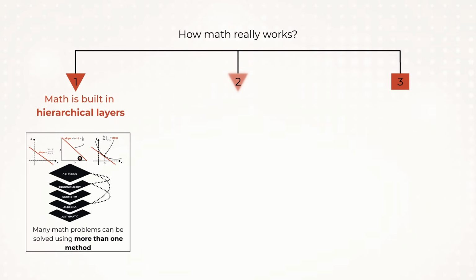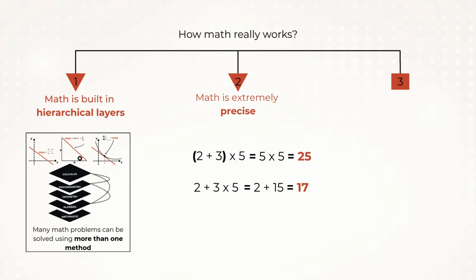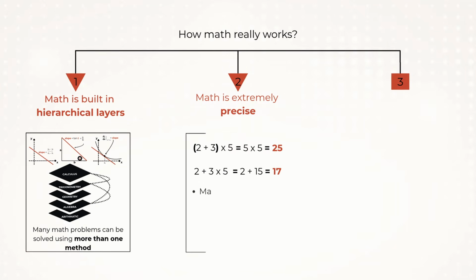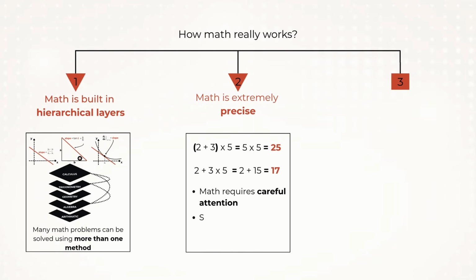The second important thing to understand is that math is extremely precise. Consider these 2 expressions. Both expressions use the same numbers and operations, but the placement of brackets changes the final answer. This shows that math requires careful attention because small details can completely change the outcome.